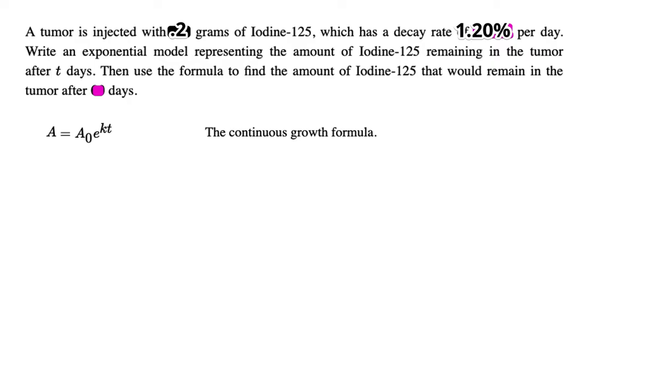So here, let me clear this out, and we'll put in 8 days. I forgot to write a number in there. And we have the continuous growth formula. So right now, we know that A naught, or A sub 0, is equal to 0.2 grams of the iodine 125. And it has a decay rate of 1.20%. And when we think of the decay, that means it's going down by that per day.